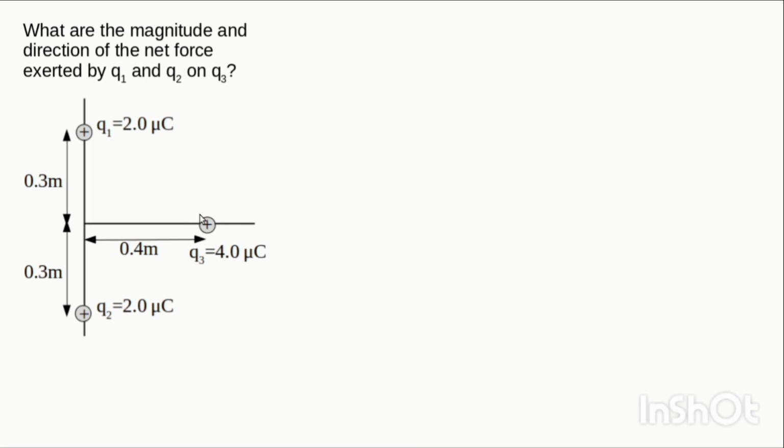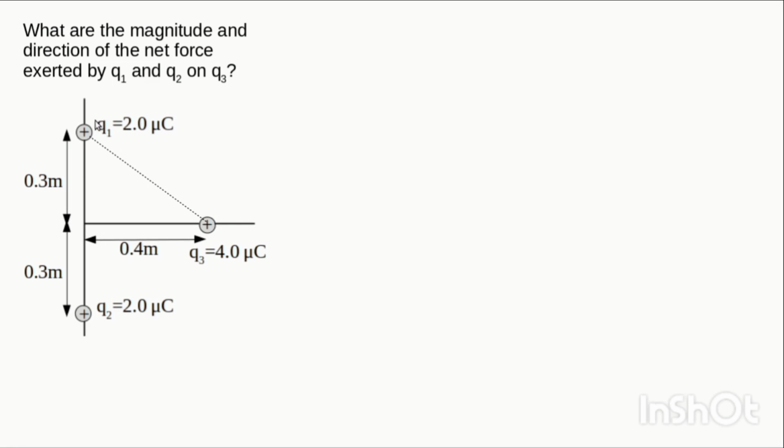Now, first of all, to solve this problem, we have here 0.4 meters and 0.3 meters. We can infer from Pythagoras' theorem that from here to here is 0.5 meters. Now, the force between this and this is repulsive, so this one will move in this direction. So we also imagine that these two are fixed.